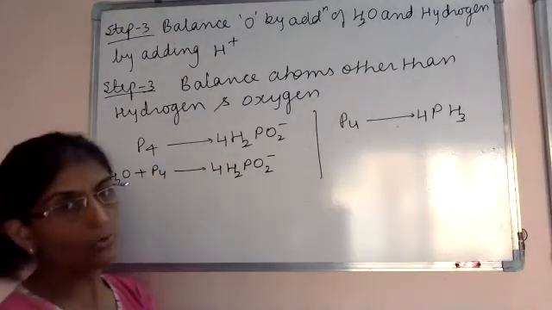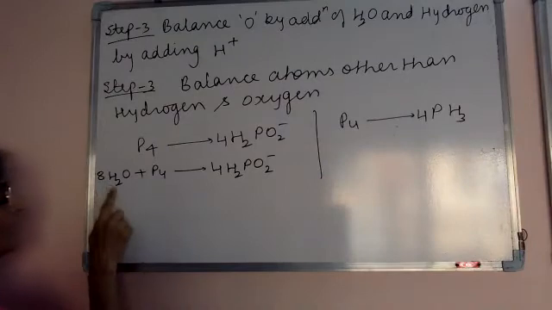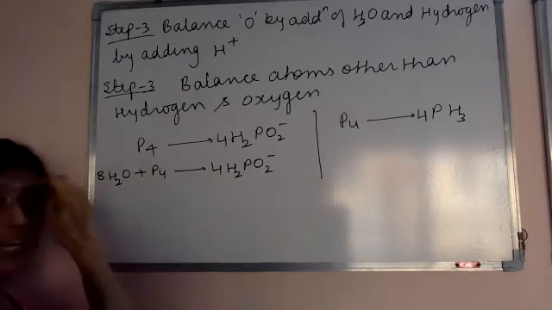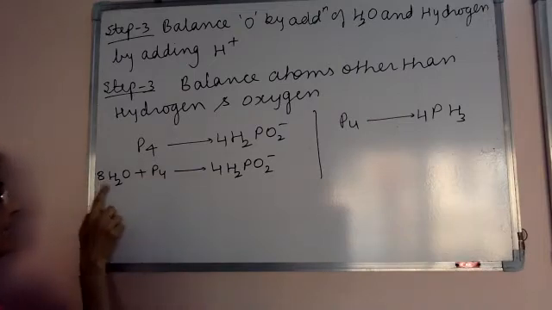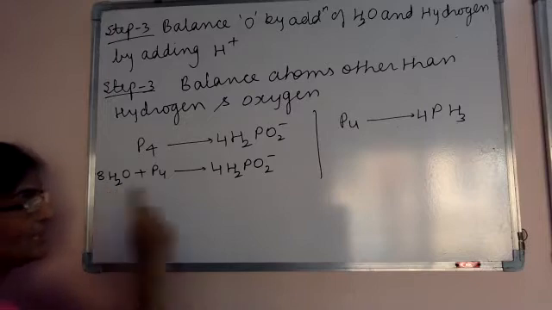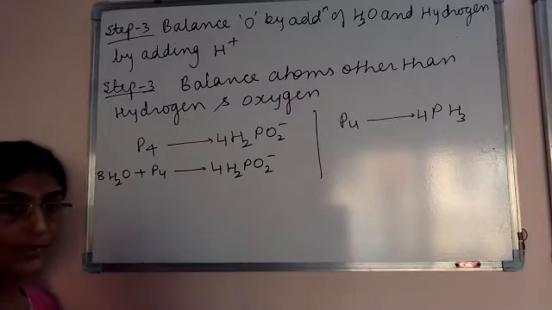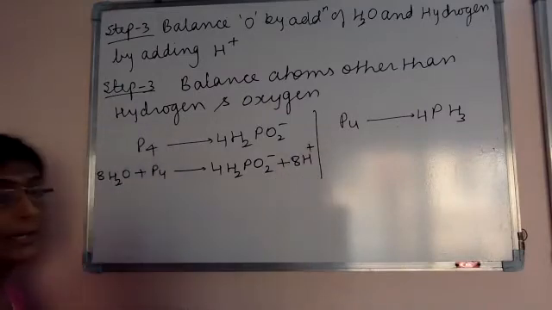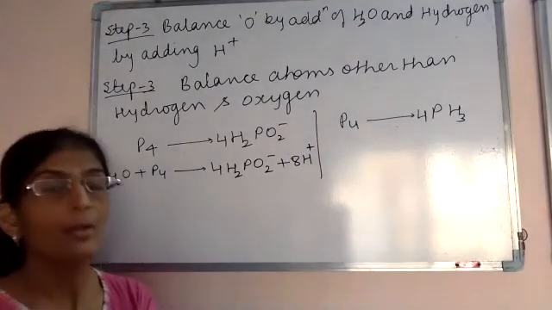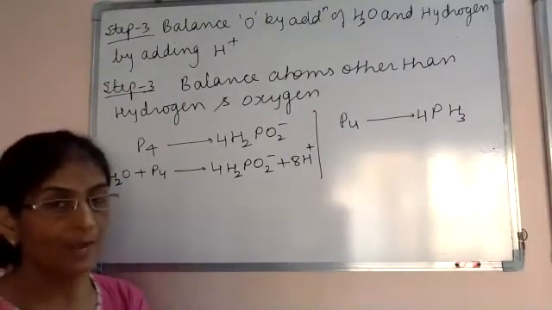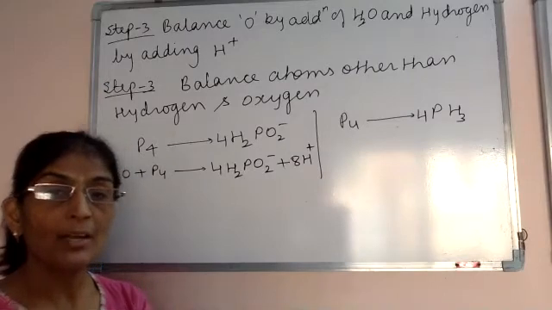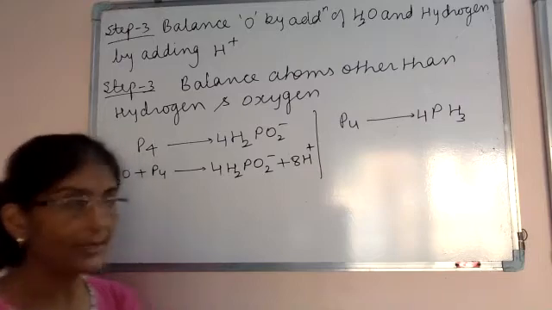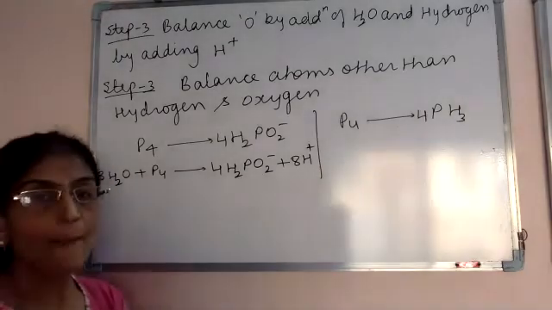Now we have to balance hydrogen. Count hydrogen first. Here 8 2s are 16 hydrogen atoms are there, and here 4 2s are 8 hydrogen atoms. So we have to add 8 H plus this side. It's not in acidic medium, it is in basic medium. But first we will add H plus to balance hydrogen as if we were doing in acidic medium. Only one step we have to add for basic medium, that we'll do right now.